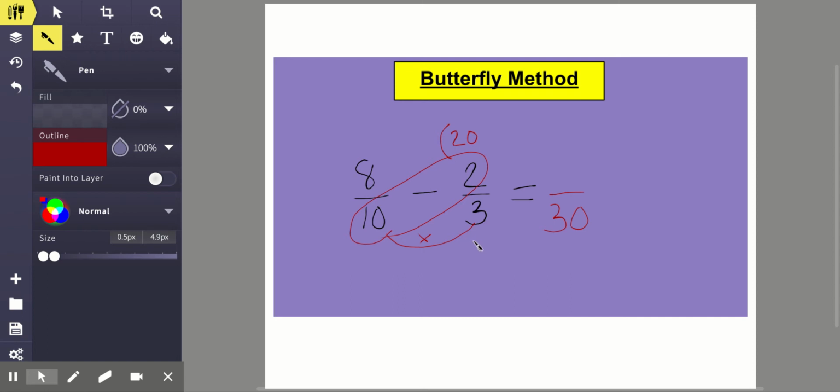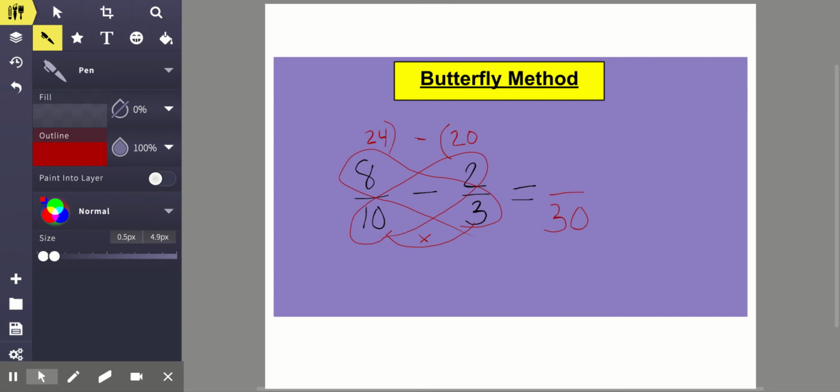Next, I have to make my other butterfly wing. Crisscross multiply, 3 times 8, which is 24. If you ever have a time where this number on the left is not bigger than the one on your right, I would check your math or make sure that the fraction you are subtracting is the correct one.